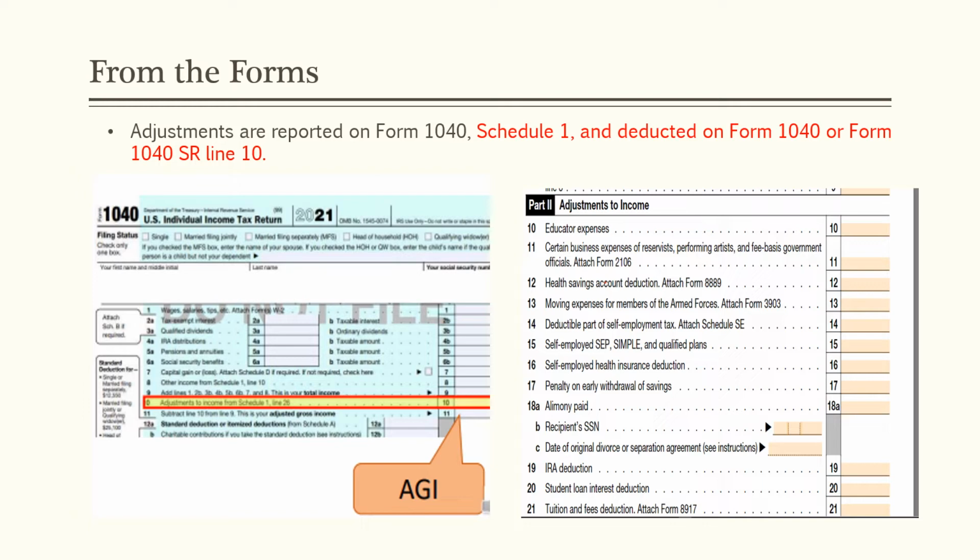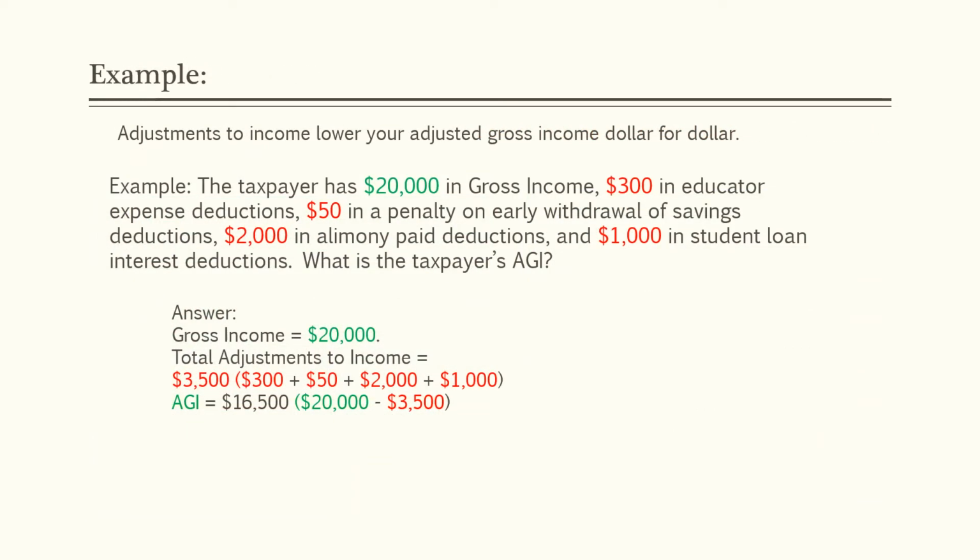Adjustments are reported in Form 1040 Schedule 1 and deducted on Form 1040 or Form 1040 SR line 10. And then in line 11 in Form 1040 we get our adjusted gross income. Adjustments to income lower your adjusted gross income dollar for dollar.